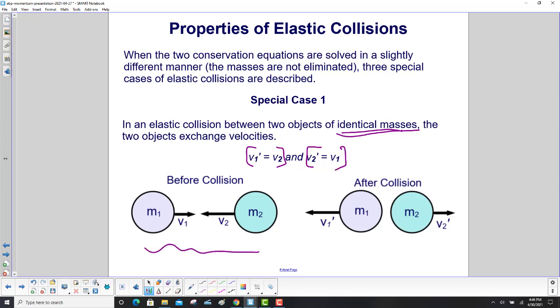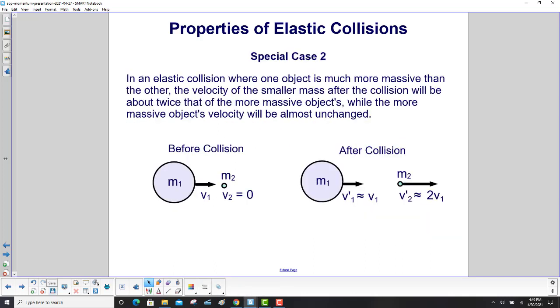So here it is, where the two objects approach each other, they both have the same mass, and afterwards, here's v1, m2 after the collision goes off with that v2 prime, which is equal to v1. Notice how the length of the vectors are the same and in the same direction. And m1 rebounds, and its v1 prime, its final velocity, look at that. It's equal in magnitude and direction to what m2 was doing before the collision. They switch velocities.